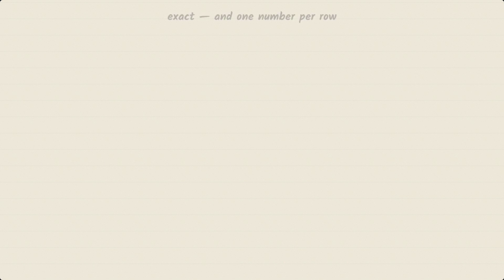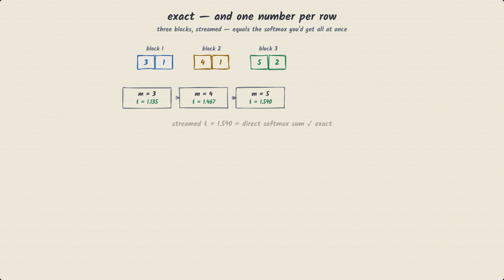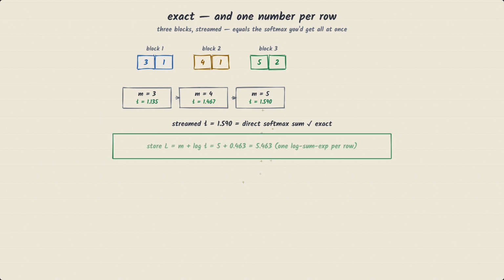Let's make that exactness concrete, because it's the part people distrust. Take a full row, 6 scores, and stream it in 3 blocks. After block 1, the running max is 3, the running sum is 1.135. Block 2 brings a 4, a bigger max, so we rescale and add. The sum becomes 1.467. Block 3 brings a 5, rescale again, and we land at 1.590. Now compute the softmax the ordinary way, all 6 scores at once. The denominator is 1.590 to the digit. Identical.